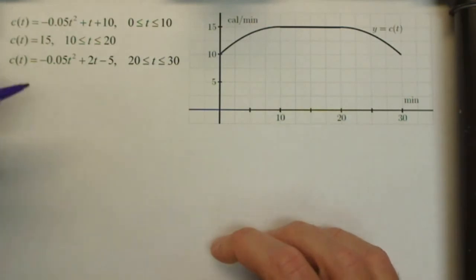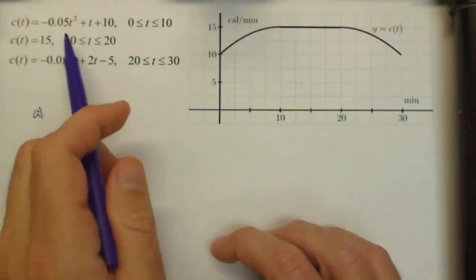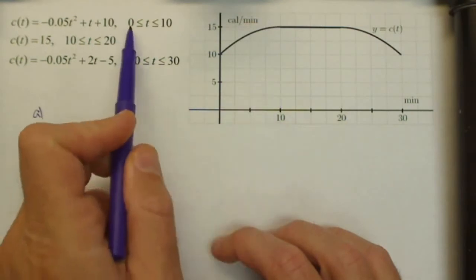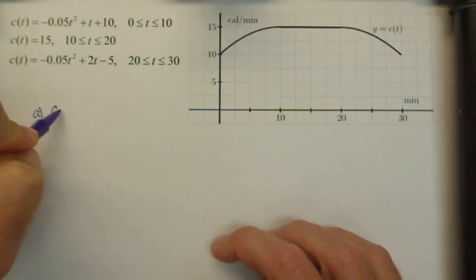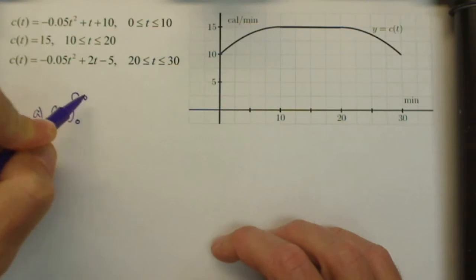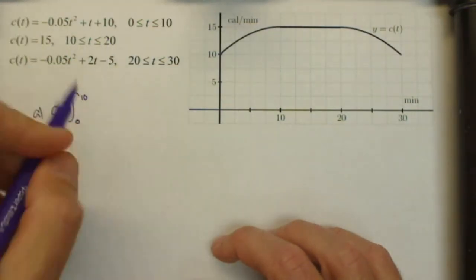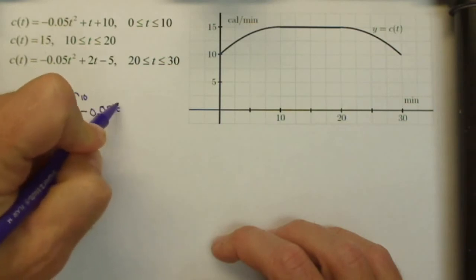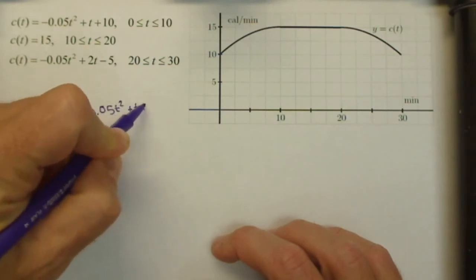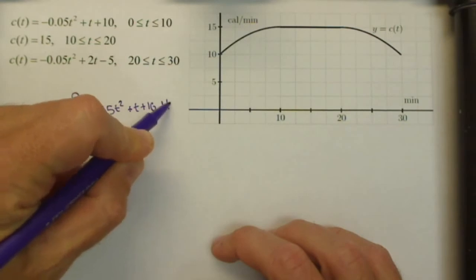Part A asks us to find the total number of calories the person would burn during the first 10 minutes of the workout. Well, because the rate that they're burning calories during the first 10 minutes is given by this function, to get the total number of calories, we would take the integral from 0 to 10, and we'd only need to use this rate. So negative 0.05 t squared plus t plus 10 dt.